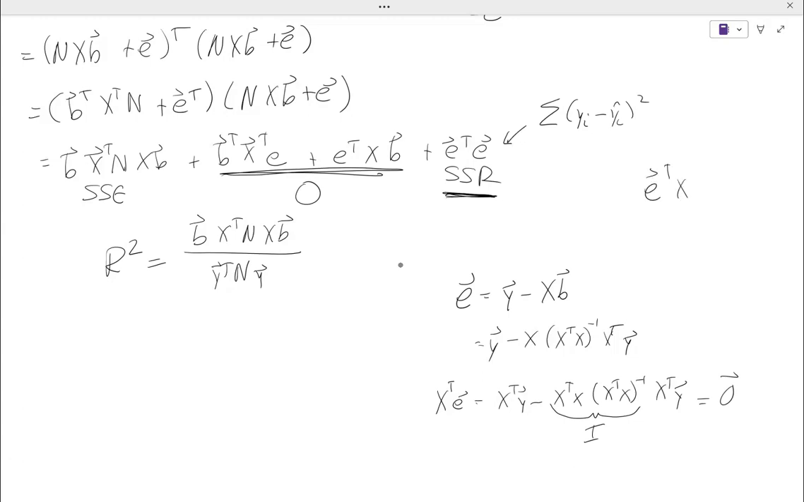E transpose X is the transpose of X transpose E, right? Remember, when we do this product, the transpose of a product is the product of the transposes in the reverse order. So this will just be 0 again, right? So that's why these terms go away. Those terms in the middle go away. We get that property that when I take the transpose of X and multiply it by the error vector, we get 0. So those middle terms really do go away.